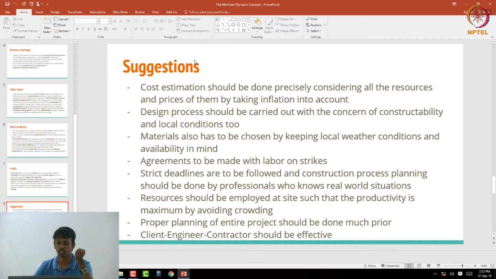So we have to choose materials keeping these factors in mind, and proper agreements should be made with labor regarding strikes. It was not made, which eventually led to delay of the project, and strict deadlines are to be followed, of course. We have to avoid crowding. We can't just increase the resources like that, because productivity decreases. Proper planning should be done, which was not done; it is delayed in this case. And proper client engineering contracts should be maintained. These are some of the suggestions.